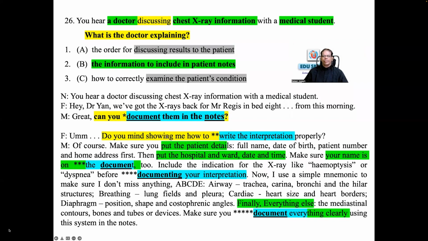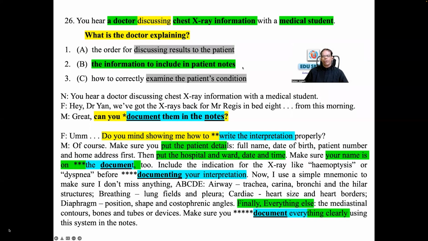Then, do you mind showing me how to write the interpretation, which also means notes? Put the patient details, again indicates patient notes. The document again speaks of patient notes. Then documenting your interpretation again speaks of the patient notes. And finally, everything else, document everything clearly. Again, it speaks of patient notes.